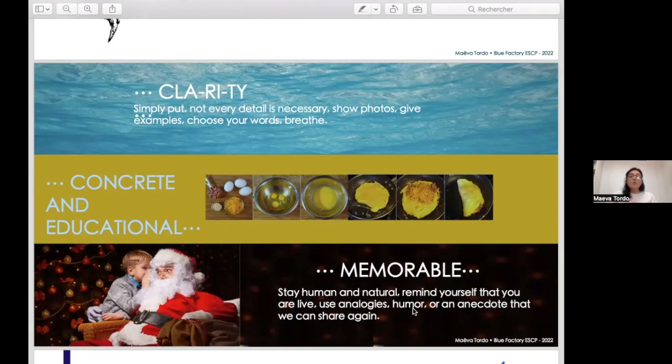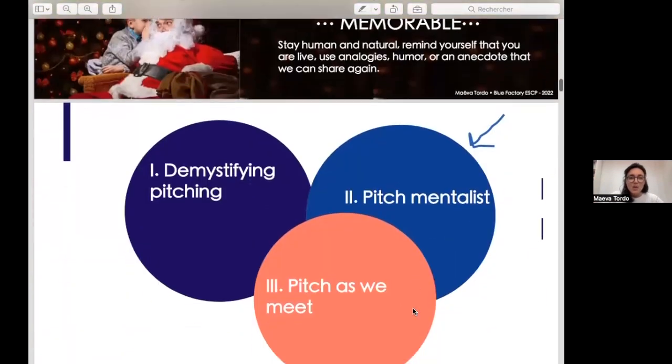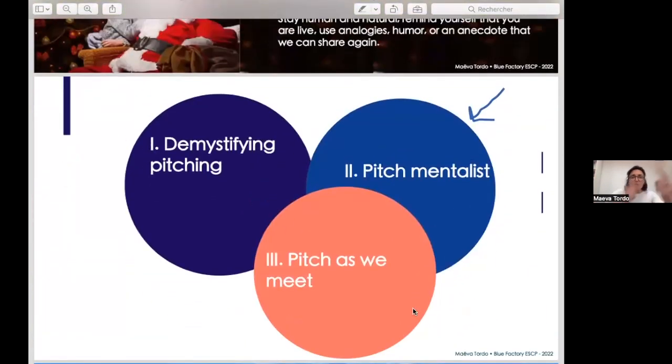And the more clear you are about what you do, the easier it will be to say. Of course, if you try to bullshit, it's hard. If you just tell what really is, it's easier. So let's go into the pitch mentalist to go on the other side.